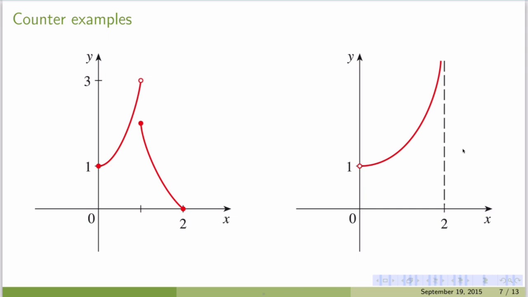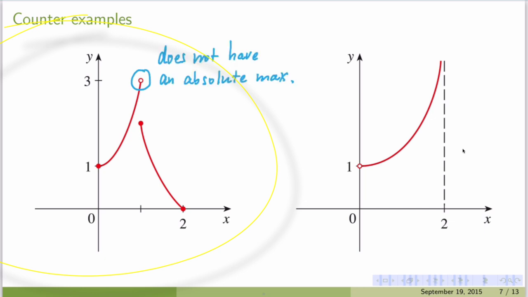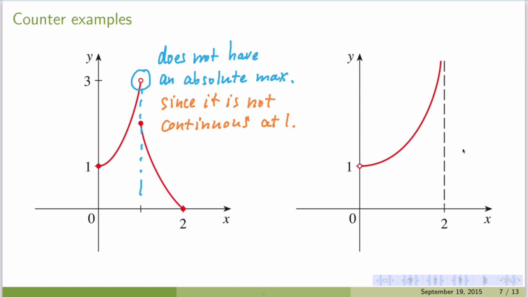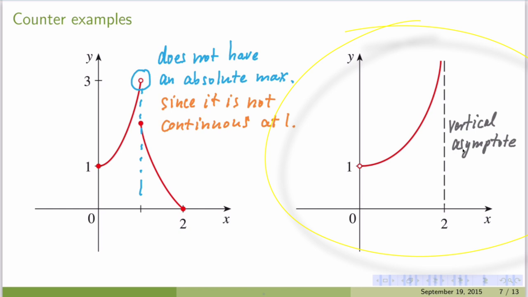Here are counterexamples where this does not work. So for example, the function on the left does not have a maximum, just because this point here is not part of the curve. It does not have an absolute maximum. Well, the reason is it is not continuous, right? We have a jump discontinuity sitting right here at 1. Of course, there are non-continuous functions that do have maximum values, but it's just not guaranteed in that case. Here on the right, the function diverges near 2, it has a vertical asymptote, and so it is not continuous at this point, and it also does not have an absolute maximum.